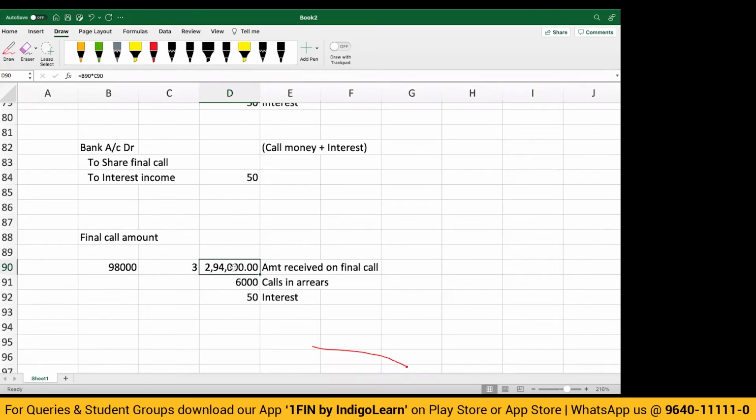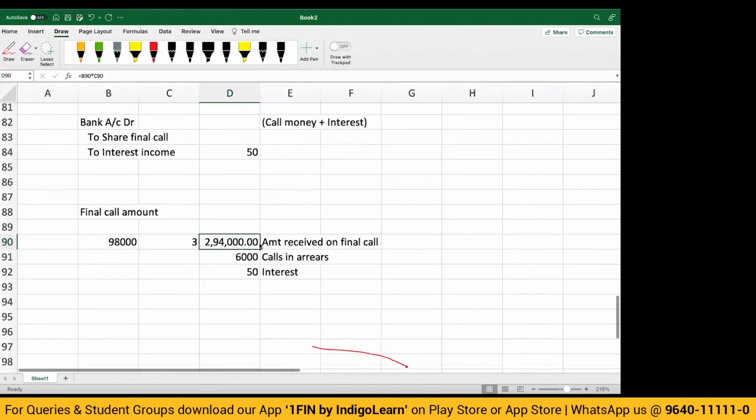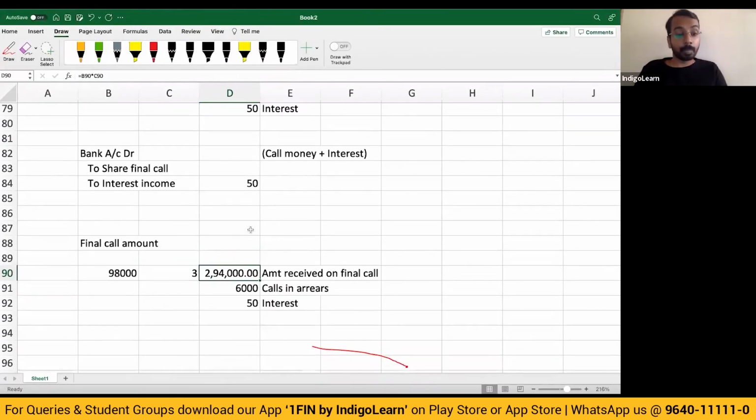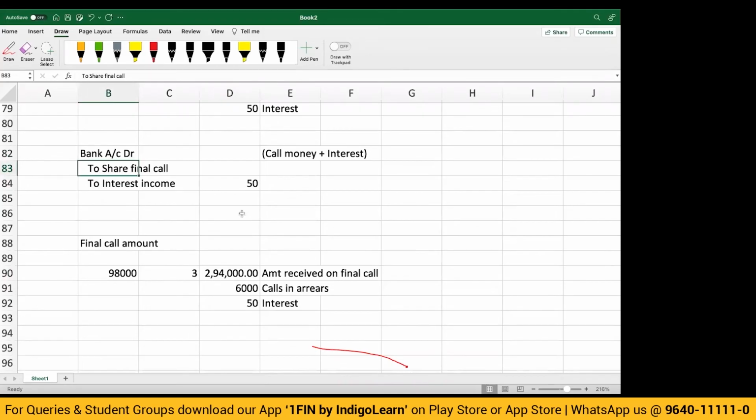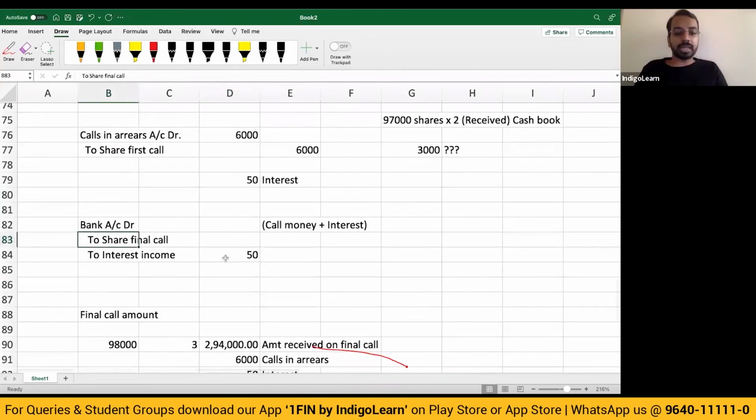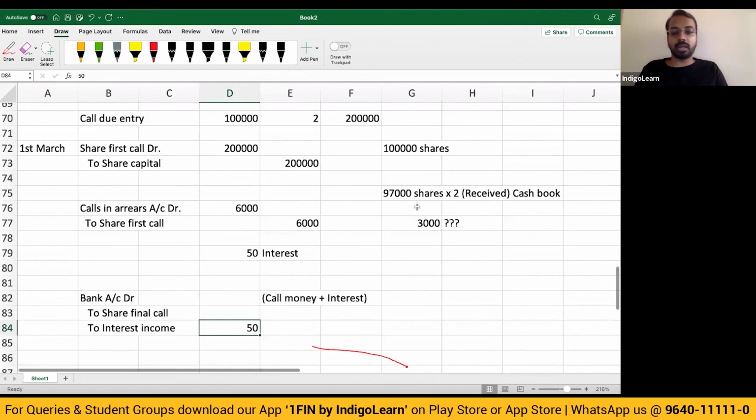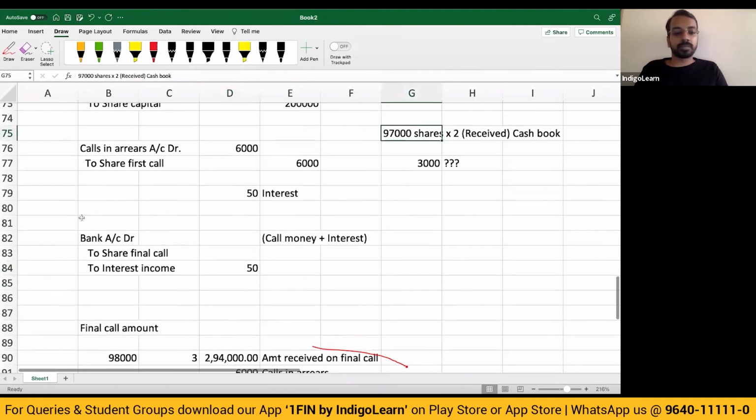Sir, thereafter you have passed the entry, the bank account debit to share final call. So the previous entry you have passed, no, sir? This you will pass in the cash book. Cash bank to share final call, yes. That final call or first call? First call is, no, this is along with interest. First call is already here, right? So this interest is paid with the final call.